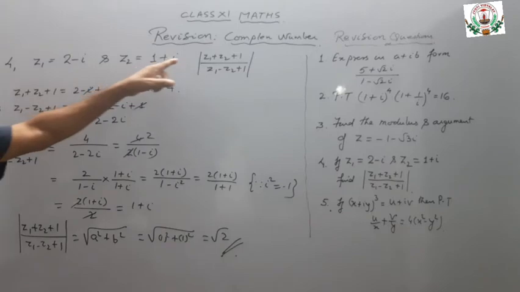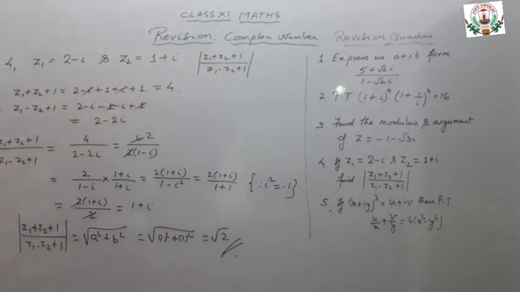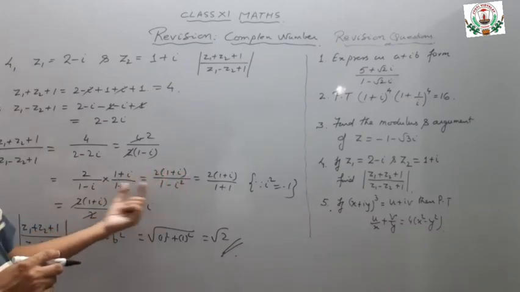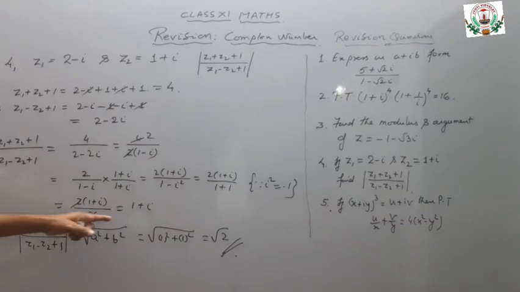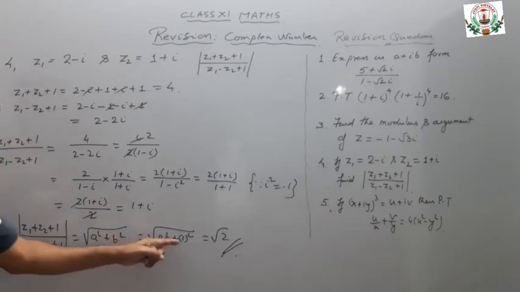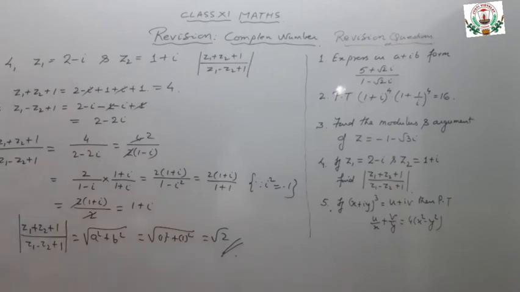So first you calculate z1 plus z2 plus 1, then you calculate z1 minus z2 plus 1, and then you take the division of both these terms. You get 4 upon 2 minus 2i, take 2 common to get 2 upon 1 minus i, and now we have to rationalize with the conjugate of the denominator, 1 minus i. So 1 plus i, 2 into 1 plus i upon a square minus b square. Finally we get 1 plus i, and then we have to take the modulus of this complex number, that is the square root of 1 square plus 1 square, which is the square root of 2 units. Let's move to the next one, question number 5.